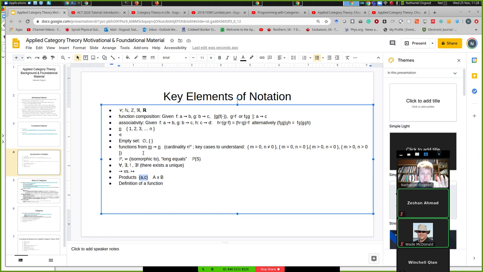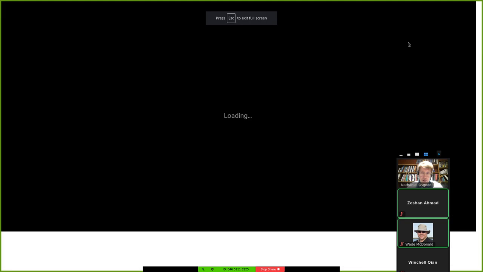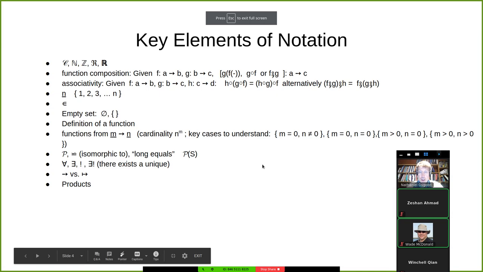So products will be an important component of our journey. Co-products, which basically have to do with either structures, will also be very important, but I won't get into it. In set, they turn into disjoint unions of things. And the definition of a function I just talked about, and I should probably move this up there. Any questions about these particular ones right now?